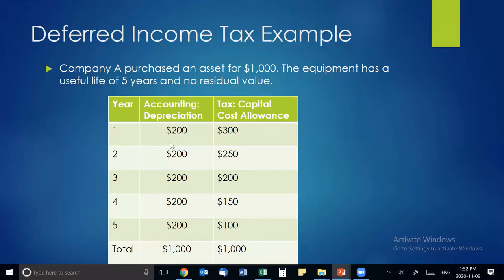So let's look at the first year. We took accounting depreciation of $200. We took a CCA of $300. So we've taken more of a deduction for tax purposes than we have for accounting purposes. So because we've taken more of a deduction for tax purposes this year, we have less of a deduction to take in future years. Because remember, we're allowed to take anywhere from 0 to the maximum amount. So if we took a deduction of 0 here for the first year, then we would have $300 to use up in the next years.